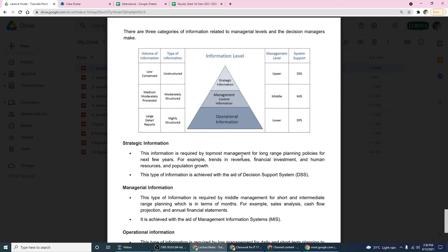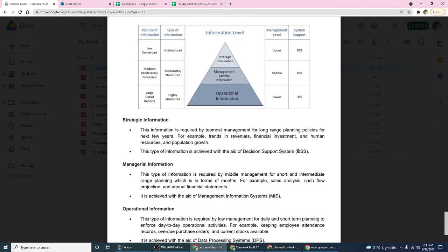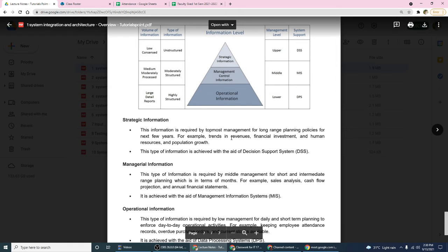Law of demand and supply. So what will happen to the market if we have a low supply? Basically, when we have a low supply, then the price is high, right? Yeah. So there should be a decision support system, DSS.